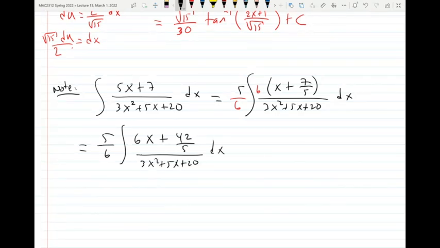Yes? So now I have my 6x. What do I need to have here? A 5. So what's the easy way? Add and subtract a 5. That's what I'm going to do. Let me give myself a space.